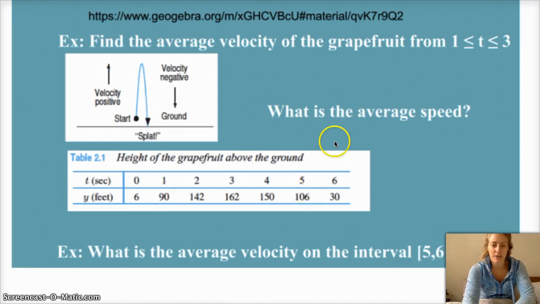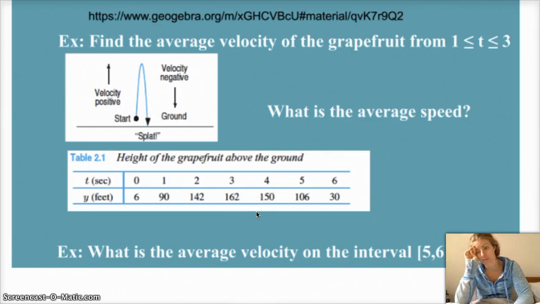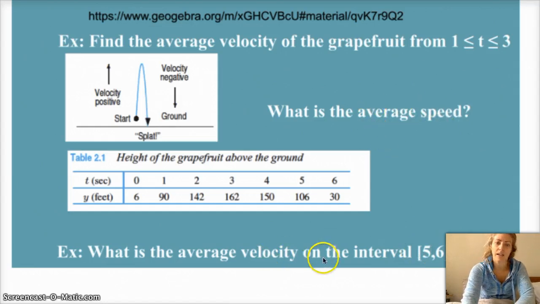And the question is, what is the average speed of the grapefruit on the interval from 5 to 6? And then also, what is the average velocity? So answer the question, what is the average speed and what is the average velocity? Go ahead and try that first.